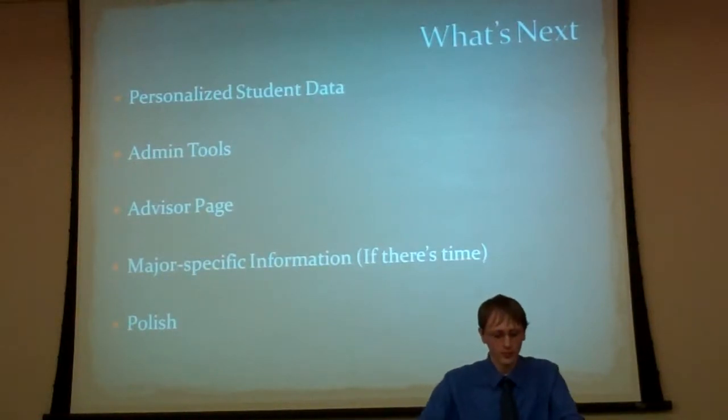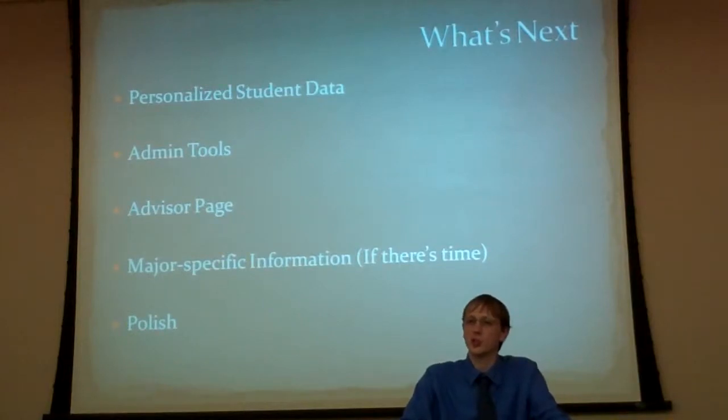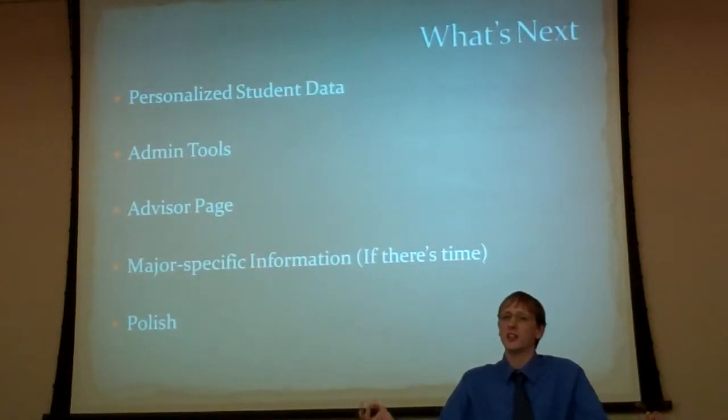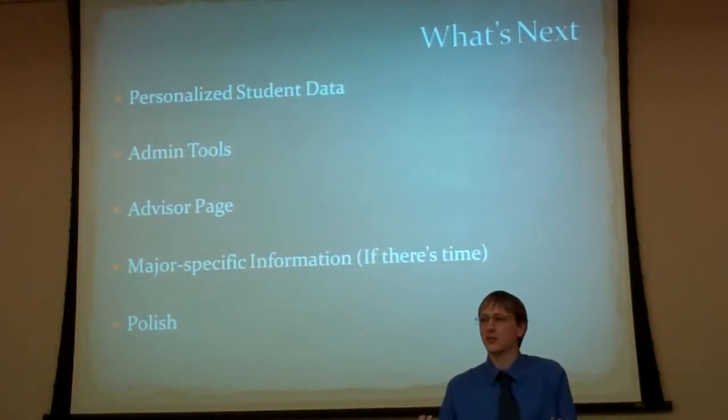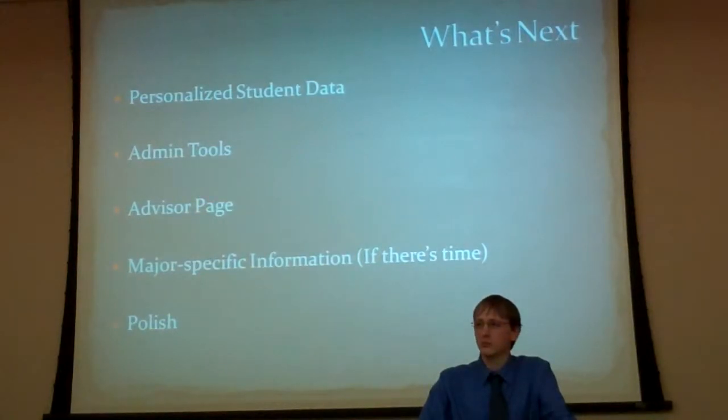If there's time at the end, after we finish all the main functional requirements, we're going to add in major-specific information into our system. So say the student can type in their major that they've chosen, and it'll provide them more information based on what they've put in. Last but not least, we're going to polish up what we have. We have a really good framework going, but maybe some things need tweaking, maybe some code needs to be reworked a little bit later on once we implement more features. So that's what we'll be doing.